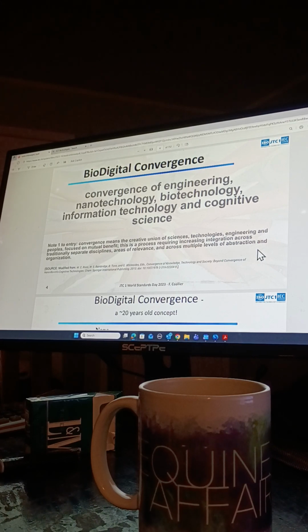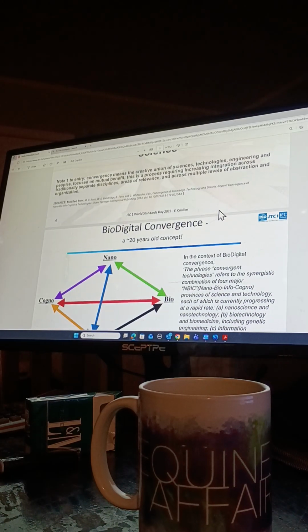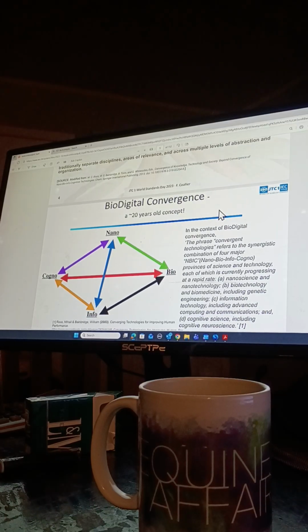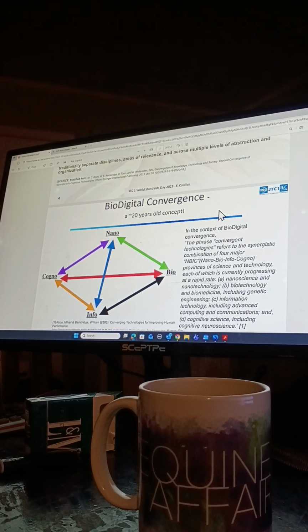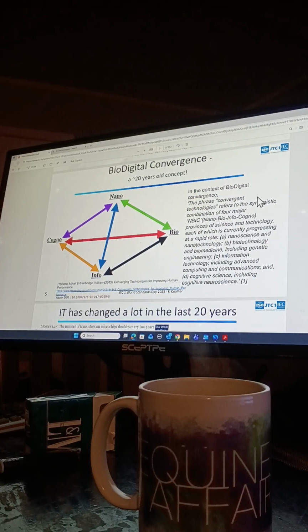Note to entry: convergence in this instance means the creative union of sciences, technologies, engineering, and peoples focused on mutual benefit. This is a process requiring increasing integration across traditionally separate disciplines, areas of relevance, and across multiple levels of abstraction and organization. I don't really know the meaning of levels of abstraction in this instance because to me abstracts are the beginning of a study in which you present a hypothesis. So I'm just going to go with that.